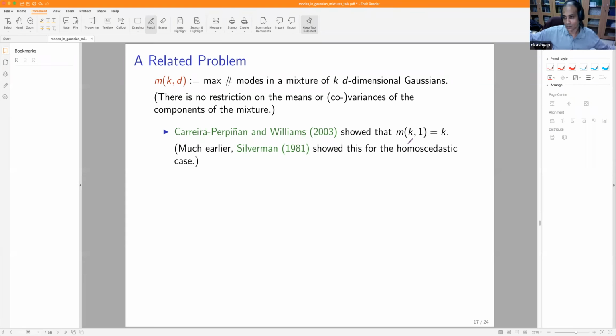Of course you can get this equality, because if you spread these Gaussians out far enough, you will get individual bumps at each of the locations of the Gaussians. So you will always get k modes. This was shown rigorously in 2003, but it was the homoscedastic case, that is, when all the Gaussians had the same variance. That argument was given in 1981, actually using the heat equation. So the heat equation can actually be used to prove something like this.